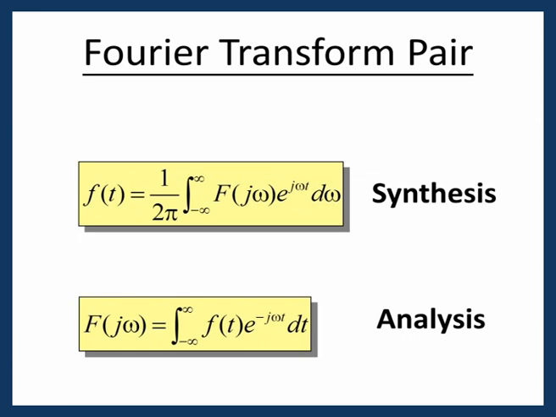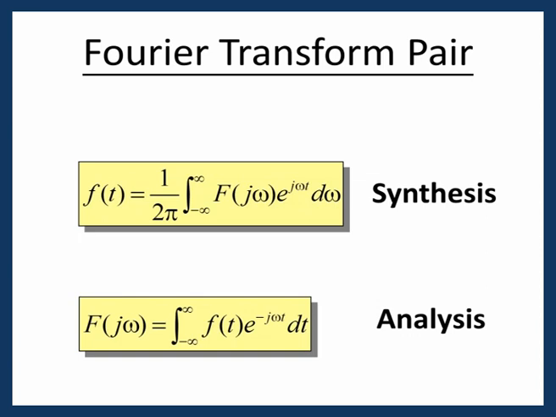So, as you see here, given F of j omega, we will get f of t by this formula, that is f of t is equal to 1 by 2 pi integration from minus infinity to plus infinity F of j omega e to the power of j omega t d omega, that is synthesis. Then if I want to know what is F of j omega, given f of t, that will be equal to integration from minus infinity to plus infinity f of t e to the power of minus j omega t dt. These are the two formulas.